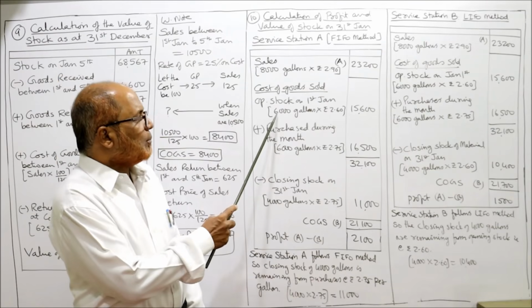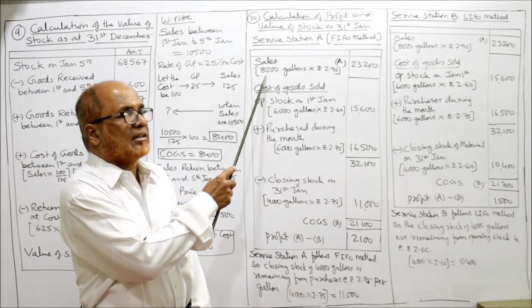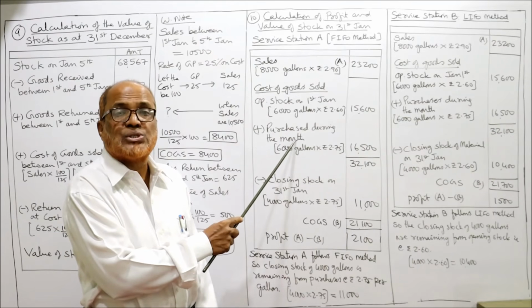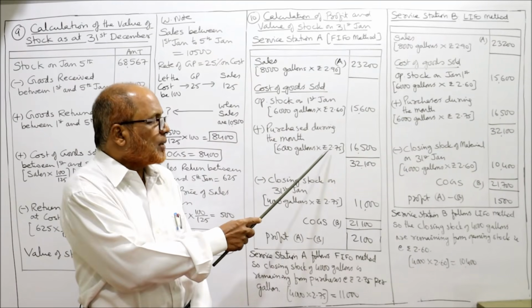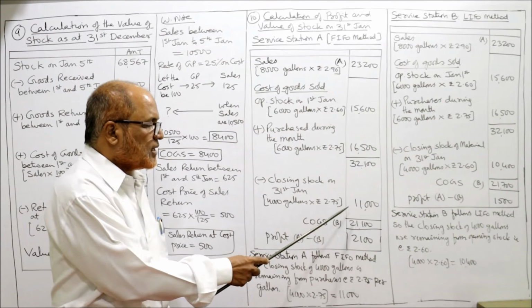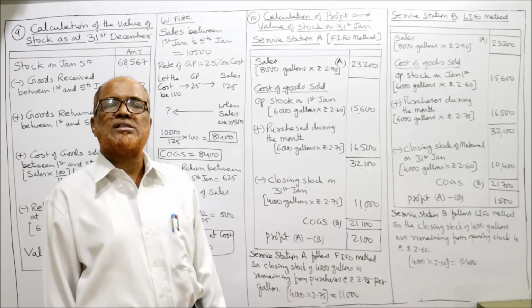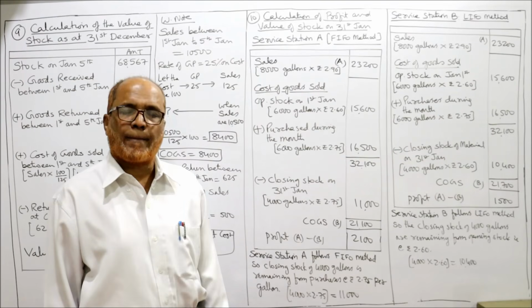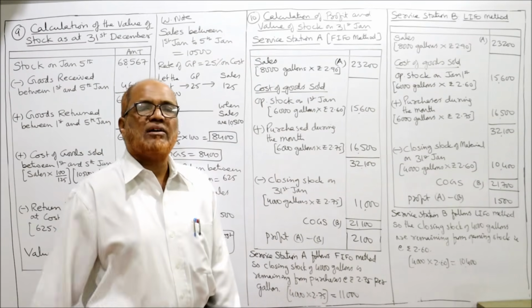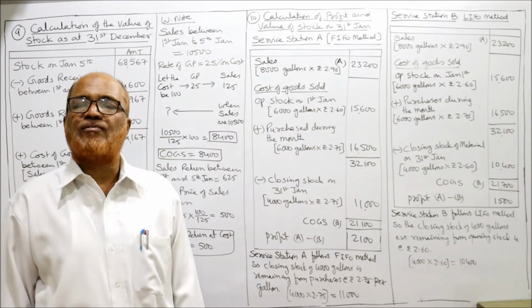So 6,000 plus 2,000, this is 8,000. The remaining 4,000 gallons are remaining from the purchases. Purchases are at what price? 2.75. So this 4,000 into 2.75, 11,000 rupees is the value of closing stock. Now subtract. 32,100 minus 11,000, 21,100 is the cost of goods sold.